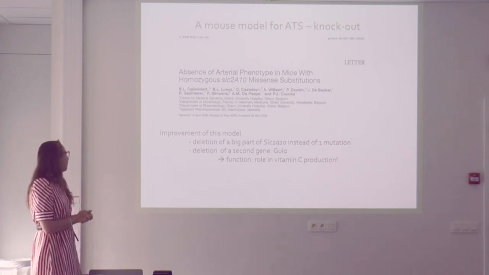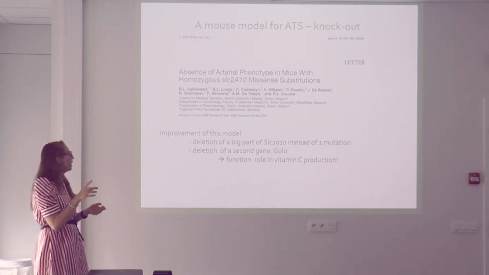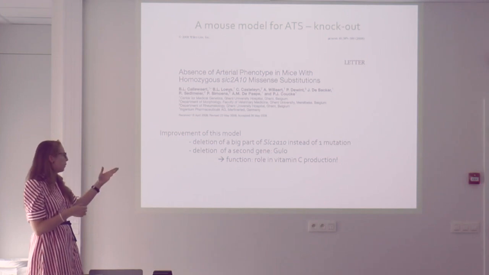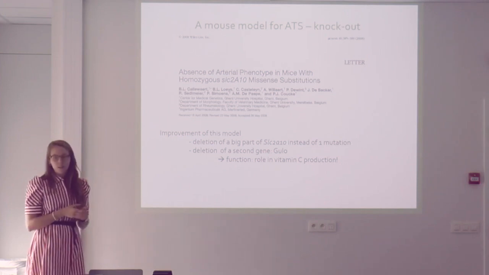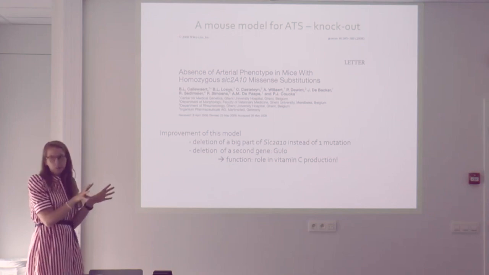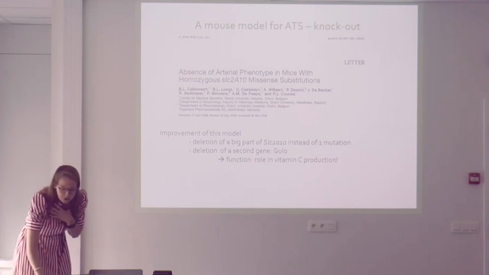So we had a second mouse, and the second mouse had a deletion in the GULO gene. The function of the GULO gene is that it has a role in vitamin C production. So we were thinking that if we knock out both genes, we might get a relevant phenotype, and we can use this mouse for further study.